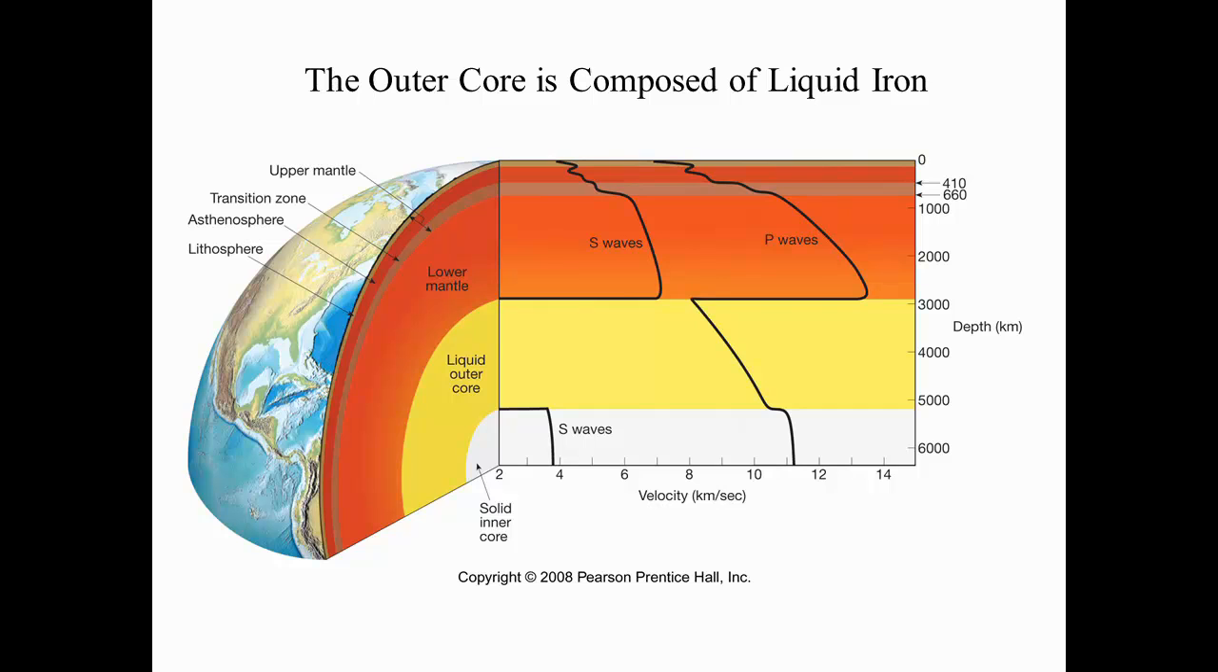Now, the outer core is thought to be composed of liquid iron. And the reason seismologists conclude this is because P waves dramatically slow down when passing through the outer core, and S waves cannot pass through it.